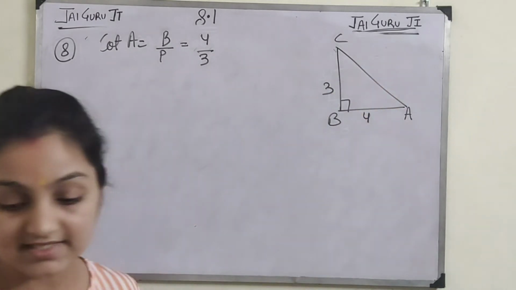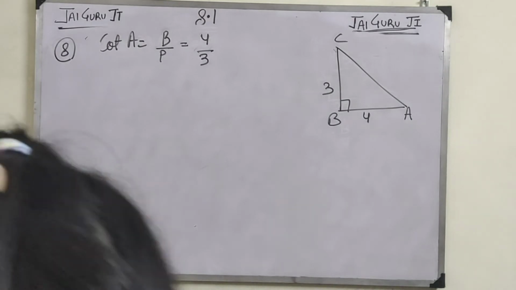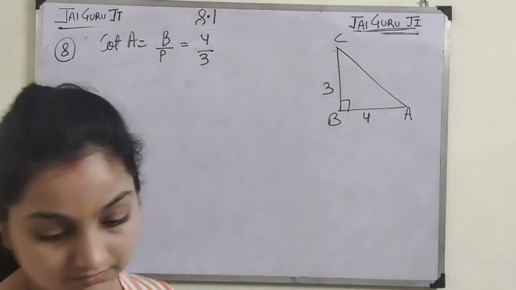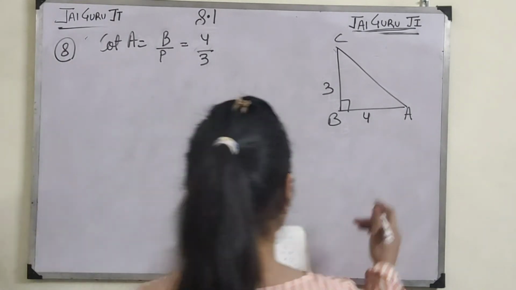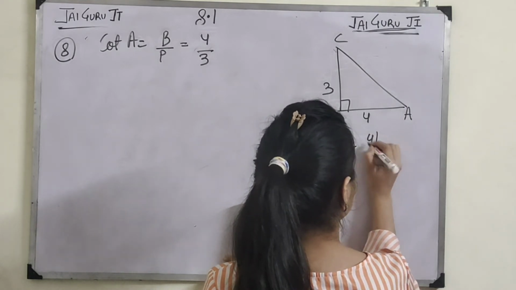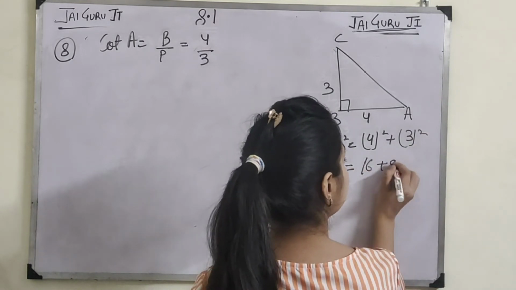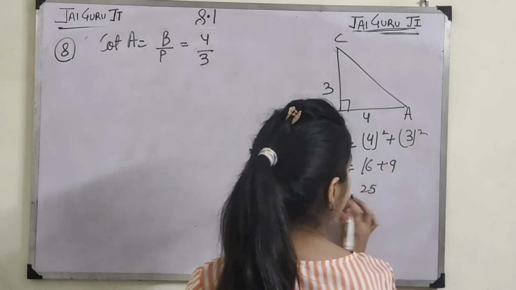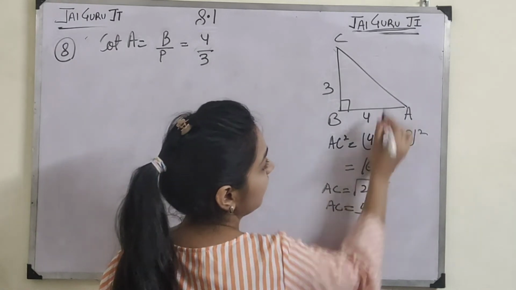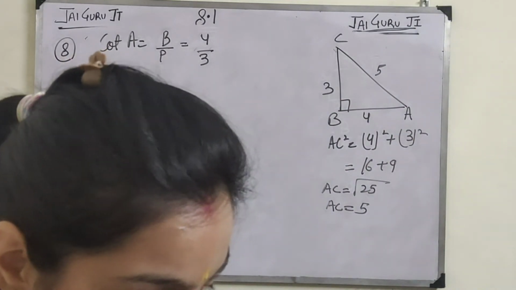You have to find out AC first. If I find out AC, 16 plus 9, that is 25. And what is the root of 25? 5. AC is 5 now. This is 5. So now I have to calculate the 8th question.